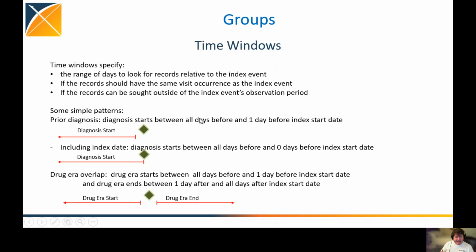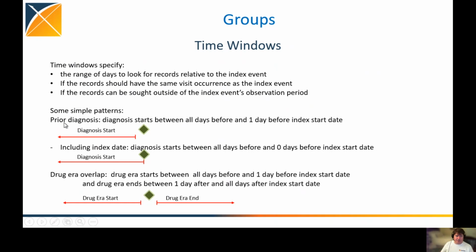The second half of this count operation is the time window. The time window specifies the range to look for the records relative to an index event, if the records should have the same visit occurrence as the index event, and if the records can be sought outside of the index event's observation period. Here are some simple patterns that are commonly found in cohort definitions in Atlas.